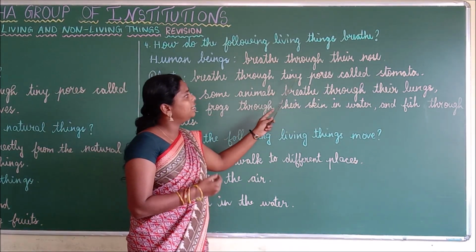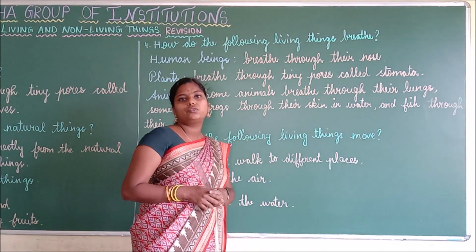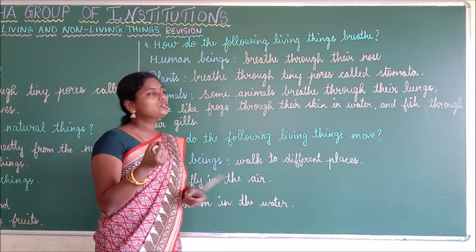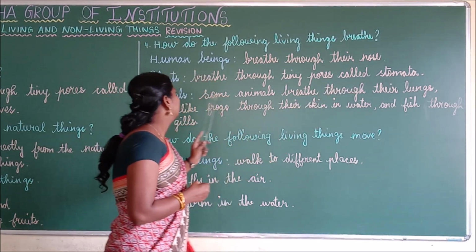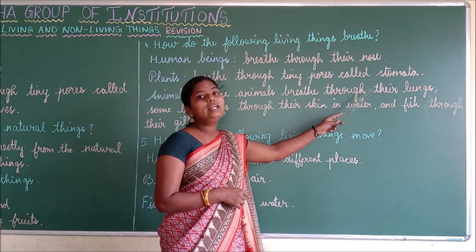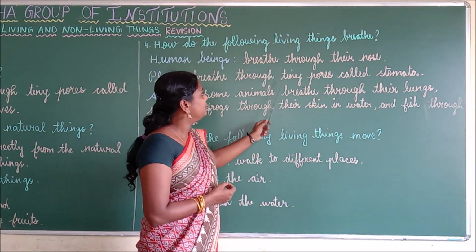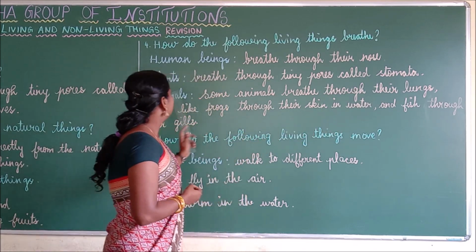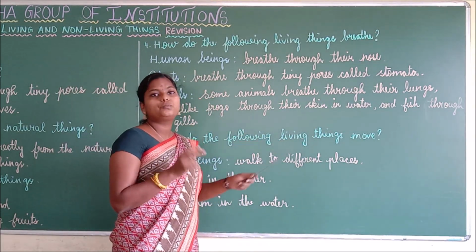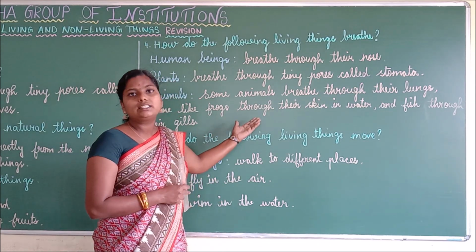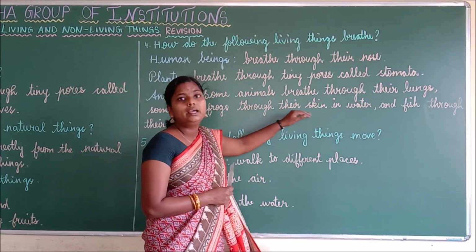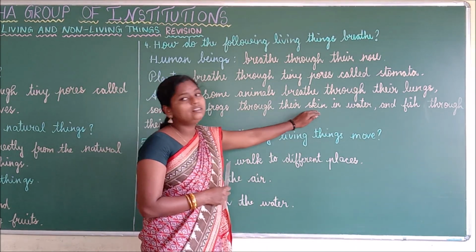Breathe through tiny pores called stomata. So we already know that plants breathe through tiny pores called stomata. Animals. Some animals breathe through their lungs. Some, like frogs, breathe through their skin in water. So a frog will breathe through its lungs when it is on the land, and when it is in the water, it will use its skin to breathe.